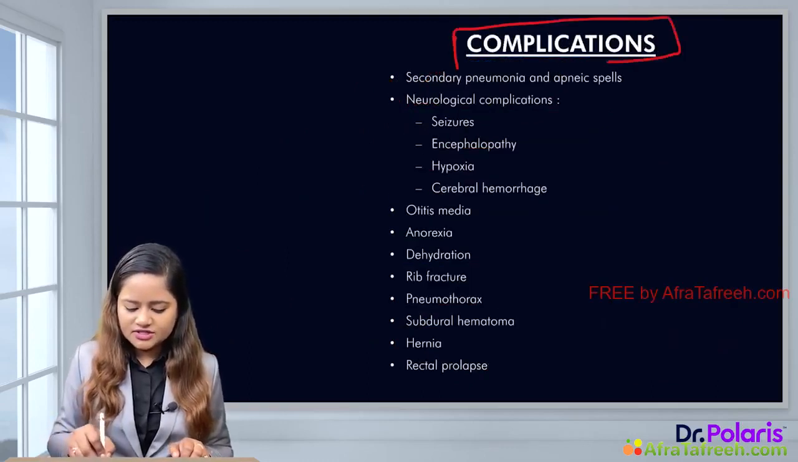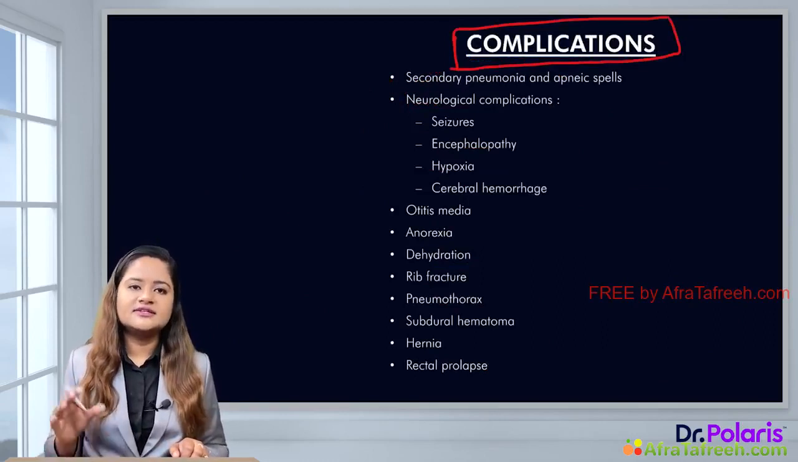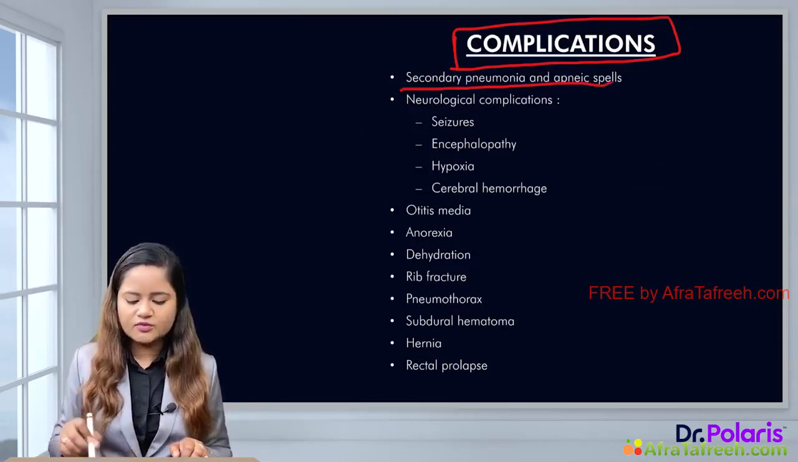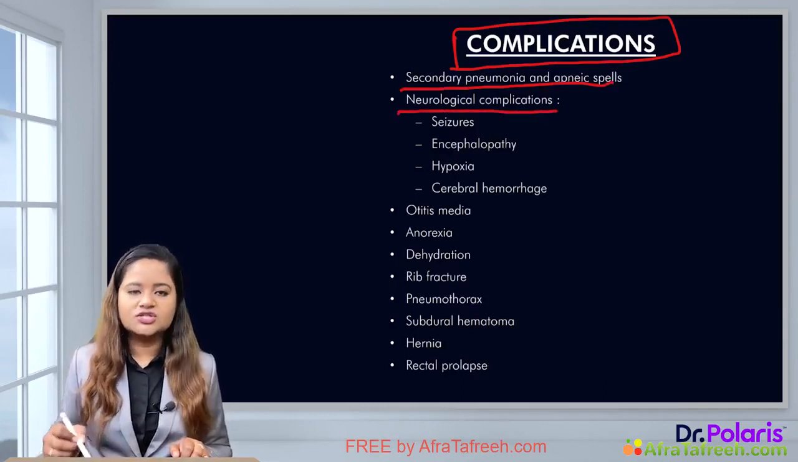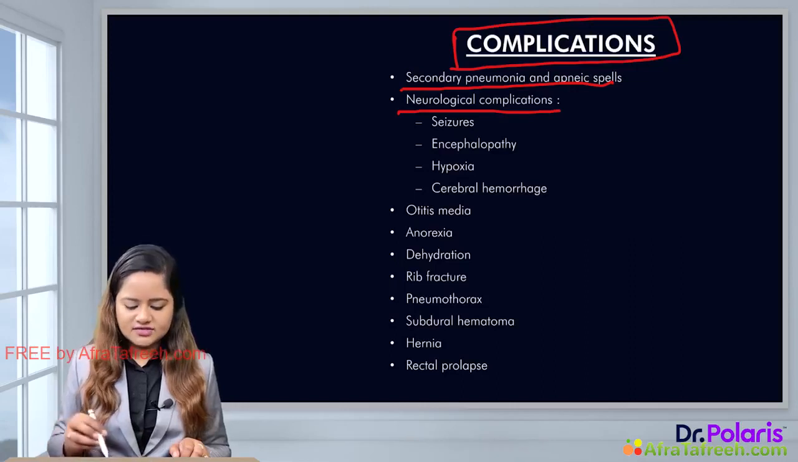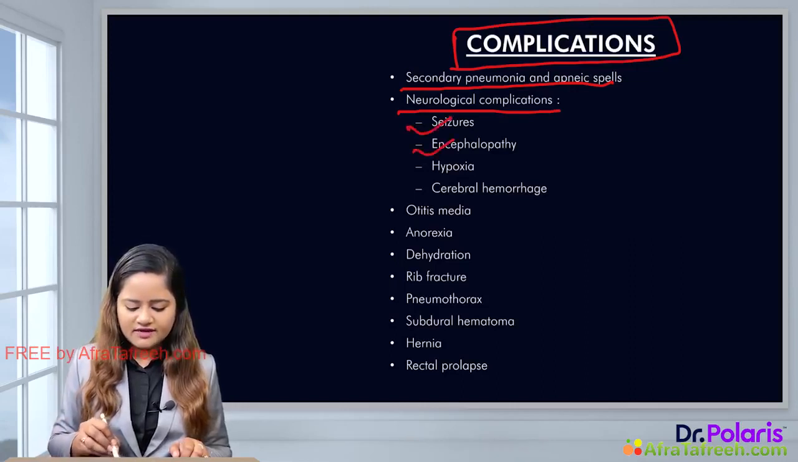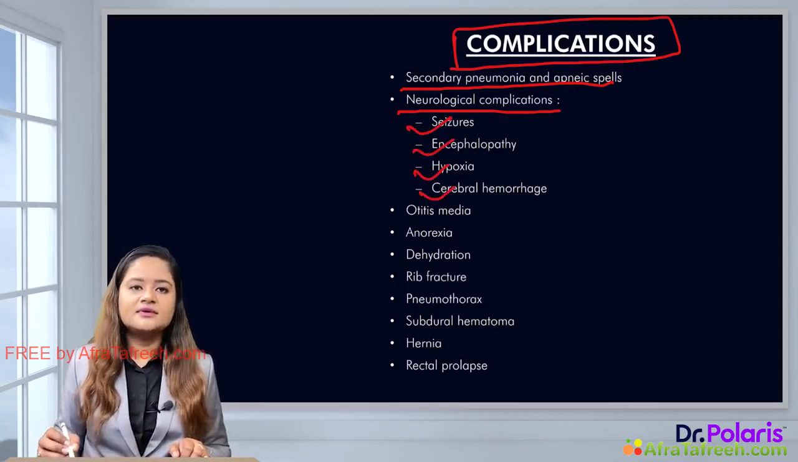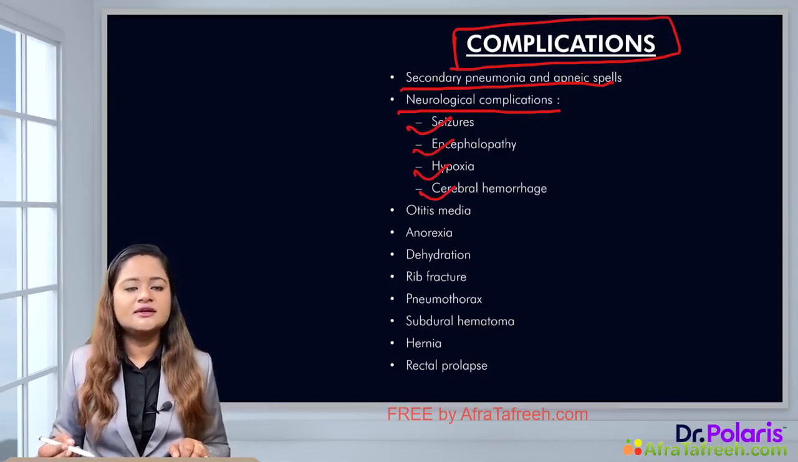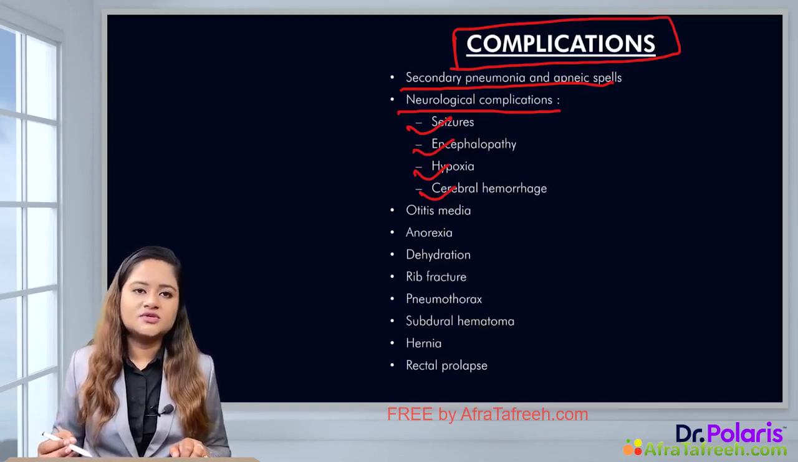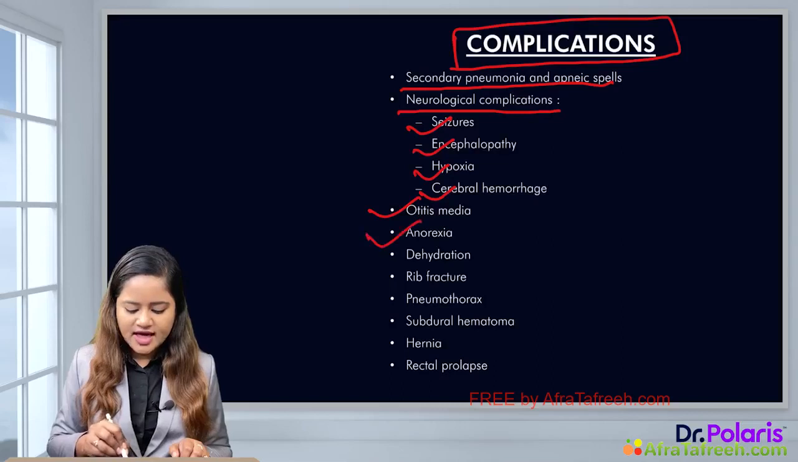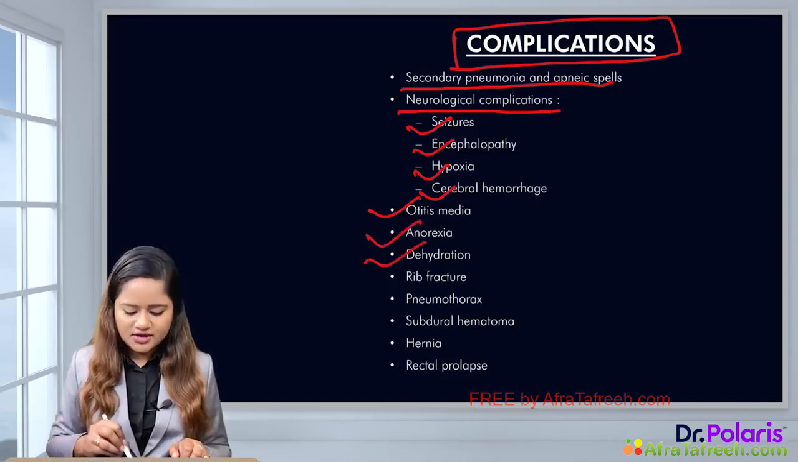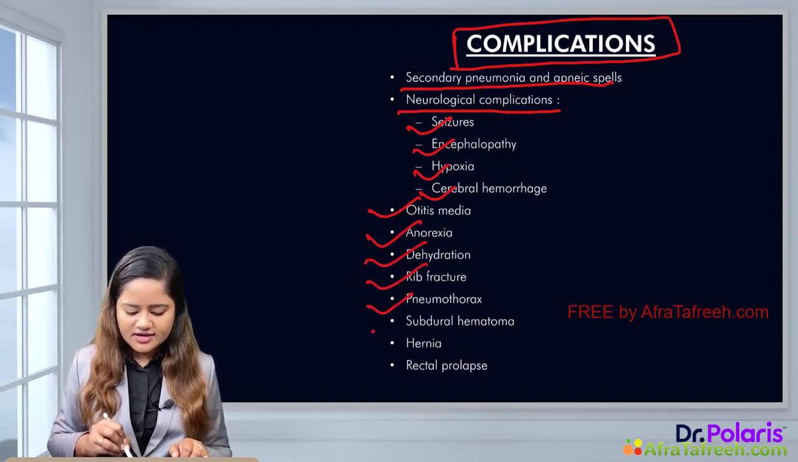Then coming to the complications of pertussis. Now pertussis mainly attacks the respiratory system, so it can cause secondary pneumonias resulting into apneic spells, causing even cyanosis. There could be certain neurological complications because of the exotoxin that is released. So it can cause seizures, encephalopathy, hypoxia, and even cerebral hemorrhages. So bleeding manifestations are seen in pertussis because the exotoxin that is released has got hemolysin also as a toxin. There could be otitis media, anorexia, episodes of dehydration, rib fracture. There could be pneumothorax, subdural hematoma, hernia, and even rectal prolapse.